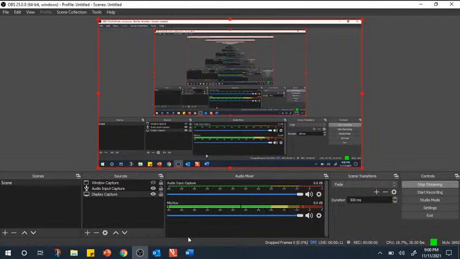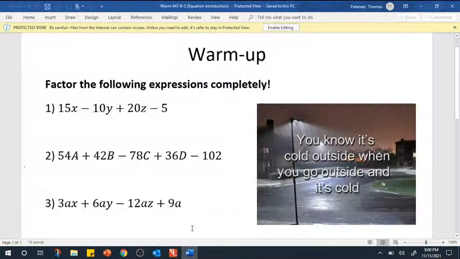Let's do a quick warm up just to make sure we're feeling okay about what we were just doing. So let's take a quick look at our warm up here. I would like you to factor these expressions completely, okay? Factor these expressions completely, all right?